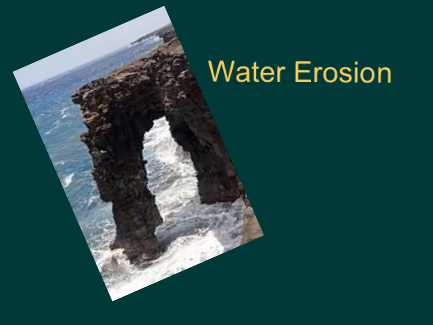This is another example of water erosion. What's happening here is that the water is hitting what used to be normal rock right here, but it was very weak. So over time, the rock wore away until finally it formed this arch shape.